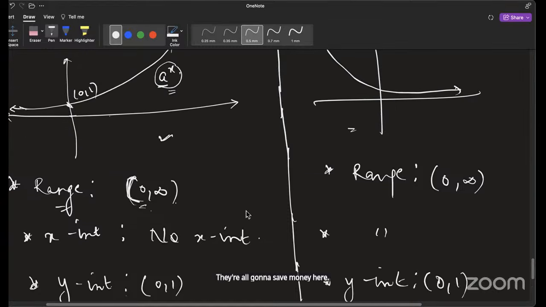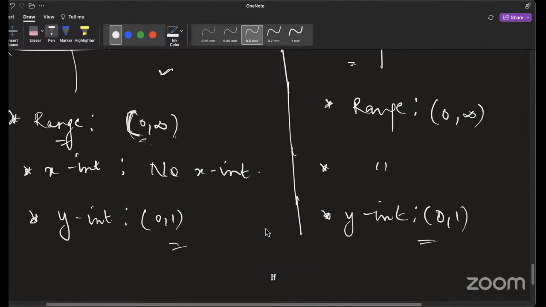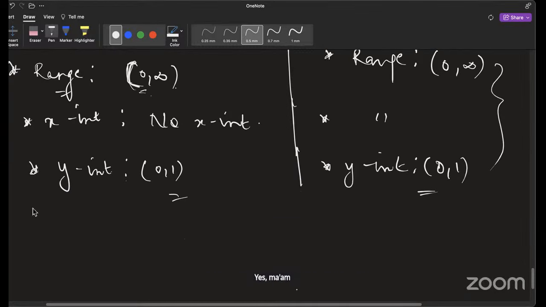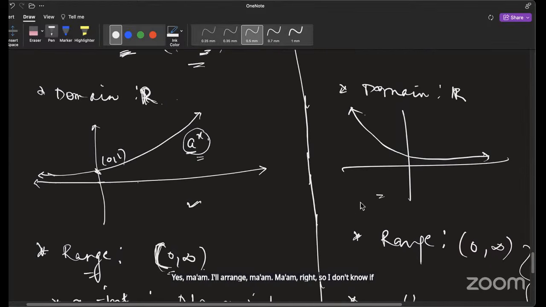Does anyone have a doubt in how we are getting these things? Yes, ma'am, in the right side graph, how is the range 0 to infinity? What is the range? How do you define range? Possible output. Yeah, and how do you plot the outputs in a graph?